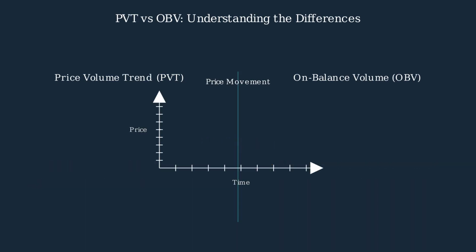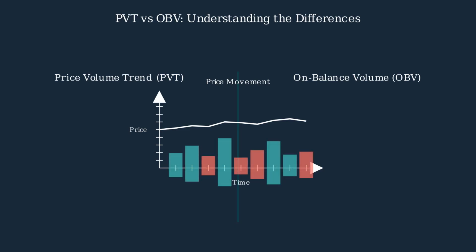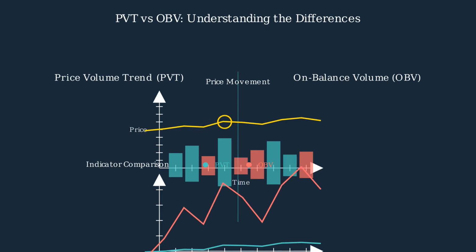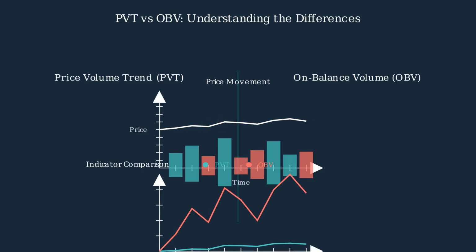Let's visualize the difference with an example. Here's a price chart with corresponding volume. Now let's see how PVT and OBV respond differently to these price and volume changes. Notice that when price changes are small, OBV still makes large moves, while PVT's response is proportional to the actual price change.